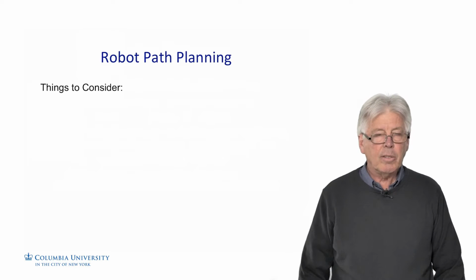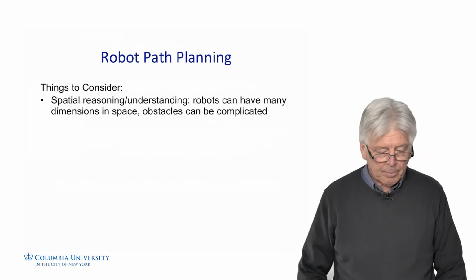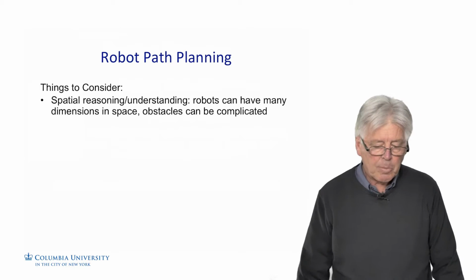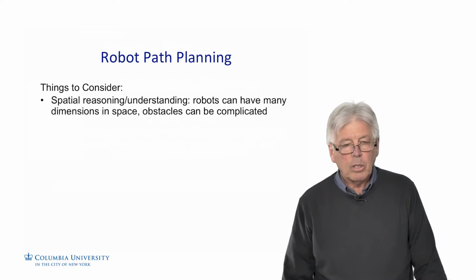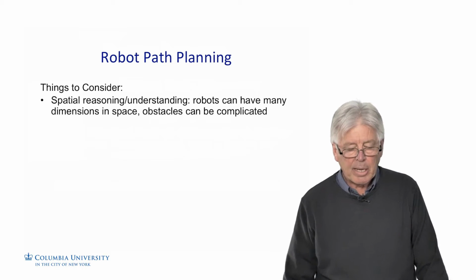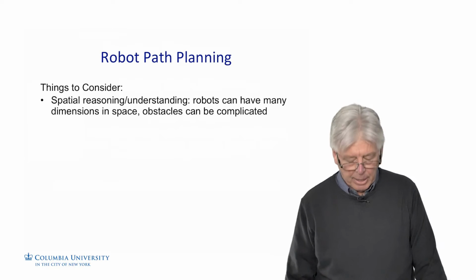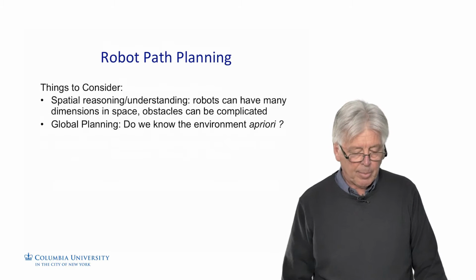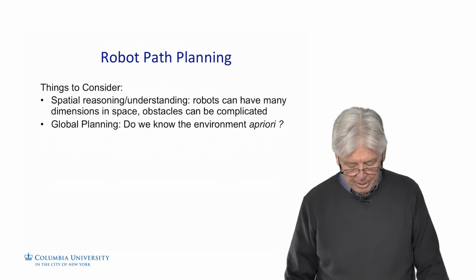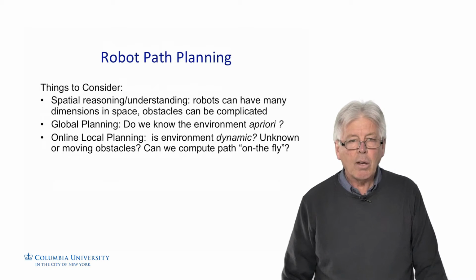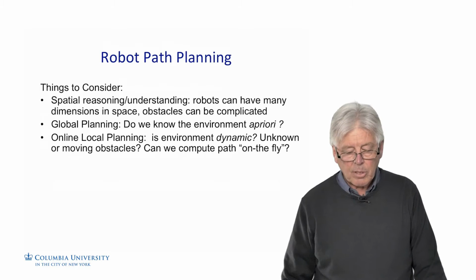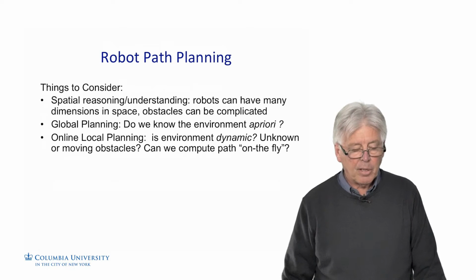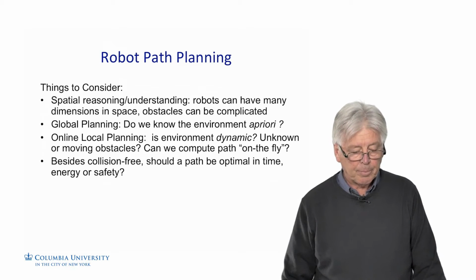So let's consider some things about robot path planning. First, it includes spatial reasoning and understanding. Robots can have many dimensions in space. Obstacles can be very complicated, and we need to know what to do when we want to go through these obstacles. First of all, is it global planning? Do we know the environment a priori? Or is it online local planning? Is the environment dynamic? Are there unknown or moving obstacles? Can we compute a path on the fly? These are all questions we have to worry about.